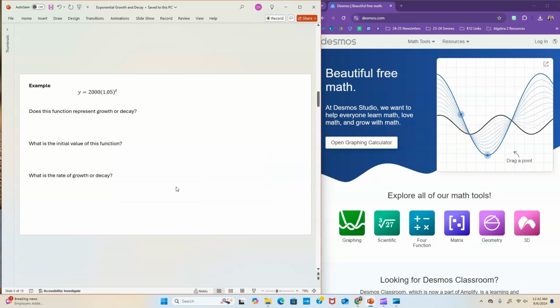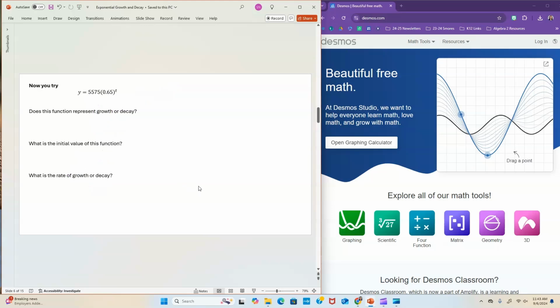So now let's look at this problem. Does this function represent exponential growth or decay? Well, to find growth or decay, remember, we're going to look at the value of b. Here we can see that b is equal to 1.05. So that means that this is going to be exponential growth because b is bigger than 1. The initial value of this function is given to us by a, so that's going to be 2,000. The rate of growth or decay, well, in this case, we have growth, and that's going to be equal to 1.05, which is our value of b.